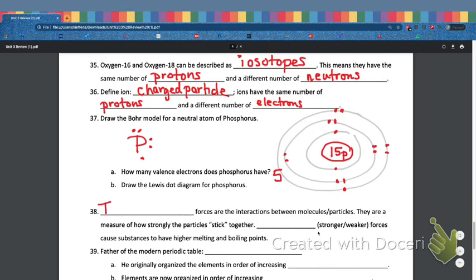So the word we're looking for here is intermolecular, not intramolecular. I can't spell. I was right the first time.